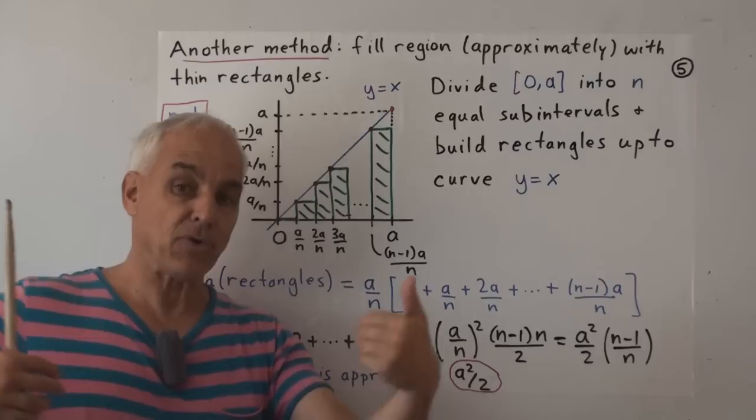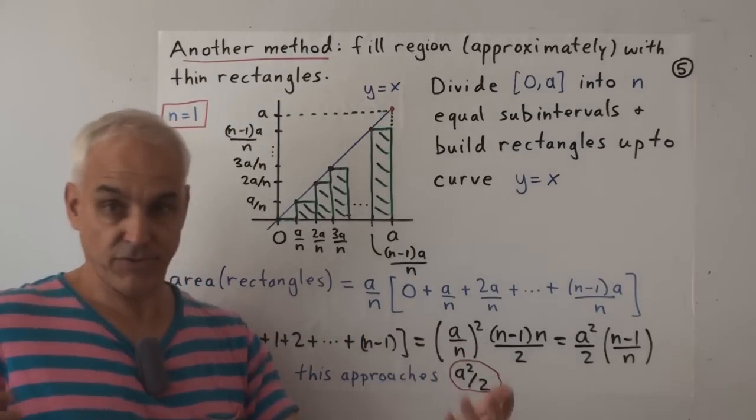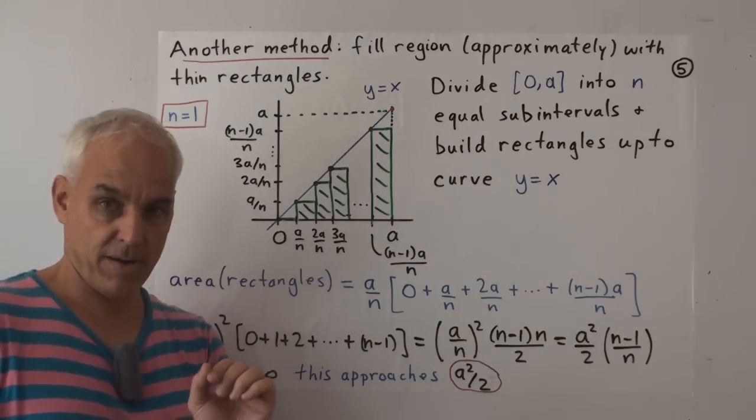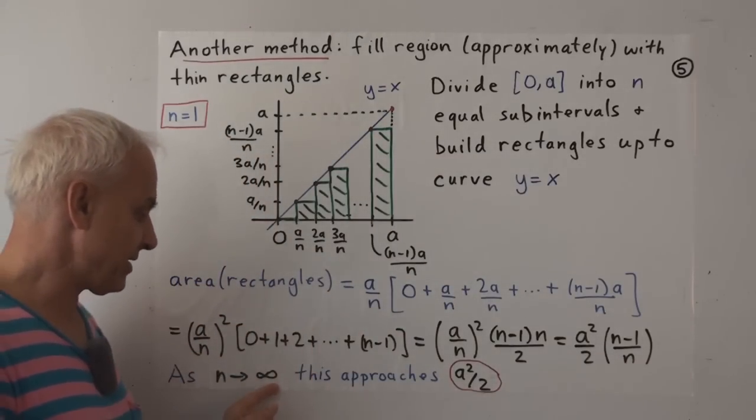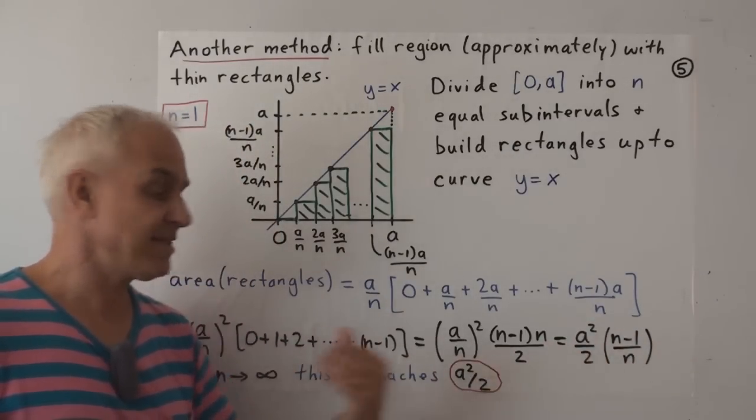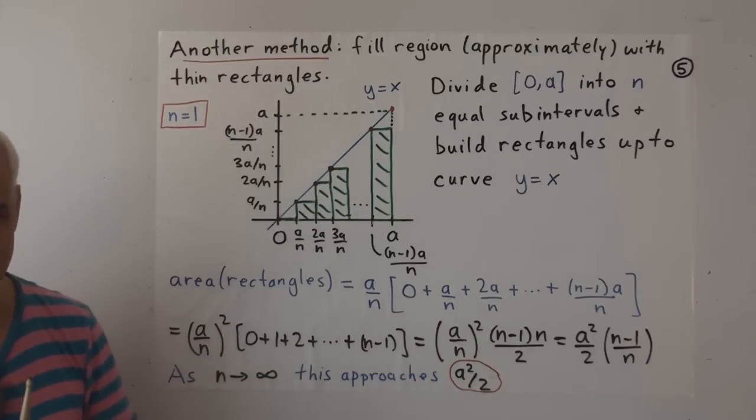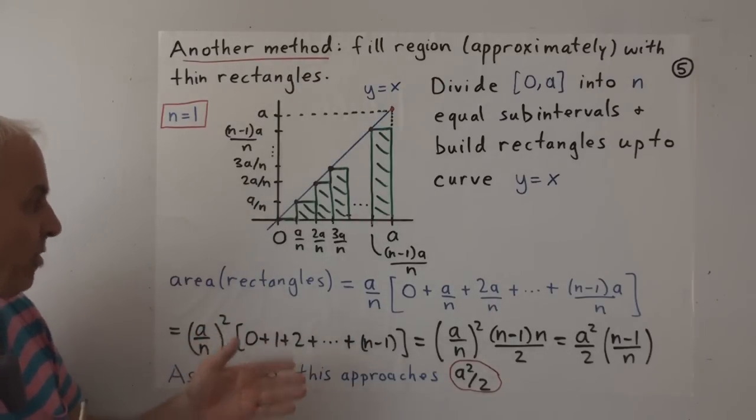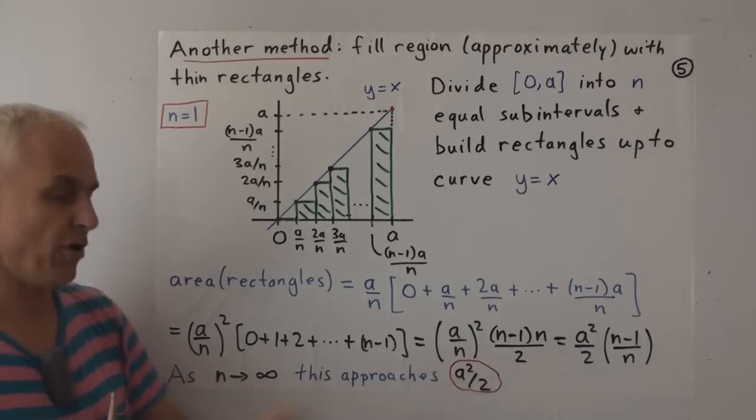But if n is rather large, like 1,000 or 1,000,000 or 1,000,000,000, then this ratio is pretty close to 1. And it's approaching 1. The bigger n gets, the closer this approaches 1, which means that the sum of the rectangles is approaching a squared over 2. So in some kind of limiting procedure, we can determine the area under the line to be a squared over 2.